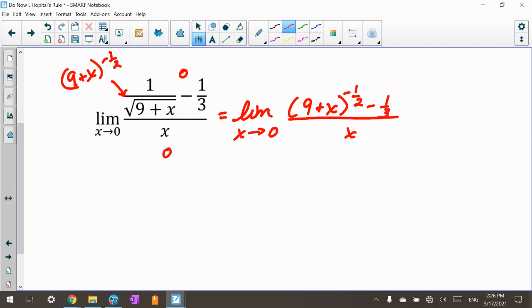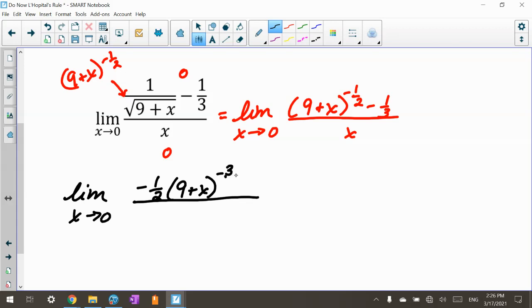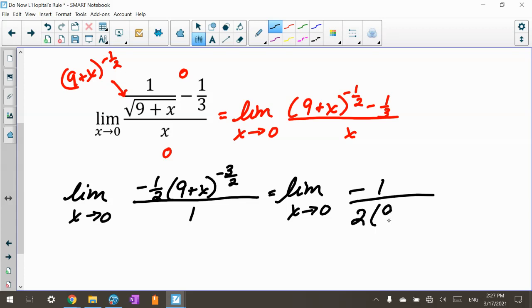Okay, so now we're going to actually start doing the derivative of the numerator. So I have the limit as x approaches 0 is going to be, ready, negative 1/2, because it's a power rule, don't touch the baby, to the negative 3/2 times 1. And this is a constant, negative 1/3, and the derivative of x is 1. I'm going to rewrite this a little bit nicer. So this is going to be the limit as x approaches 0 of negative 1 over 2, 9 plus x to the 3/2, just so you can look at it nicer.